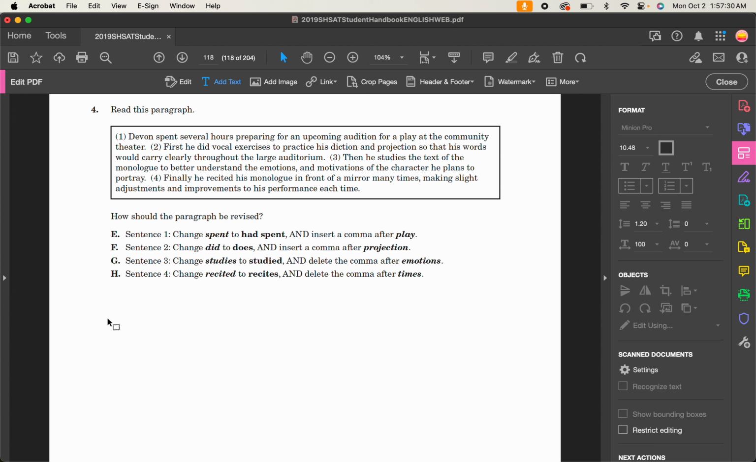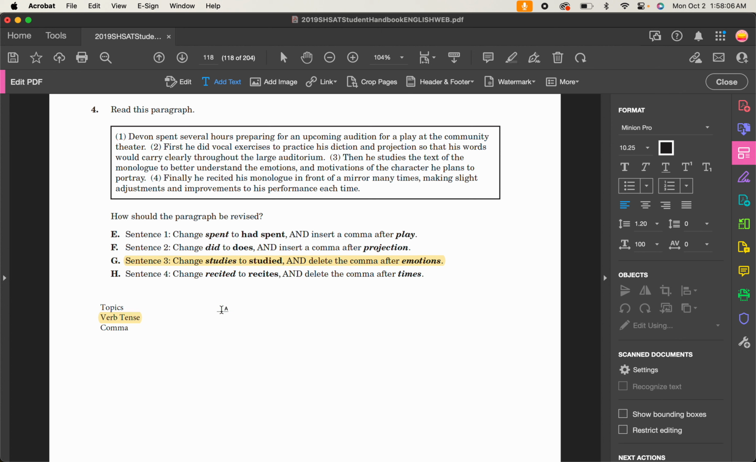So this actually has 2 topics. That being verb tense and comma. But really all you need to look at is verb tense, because once you figure out the first part, you don't really need to look at the second part. Okay, so the answer for this question is H. Oh, sorry, not H. G. Okay, and why is it G?